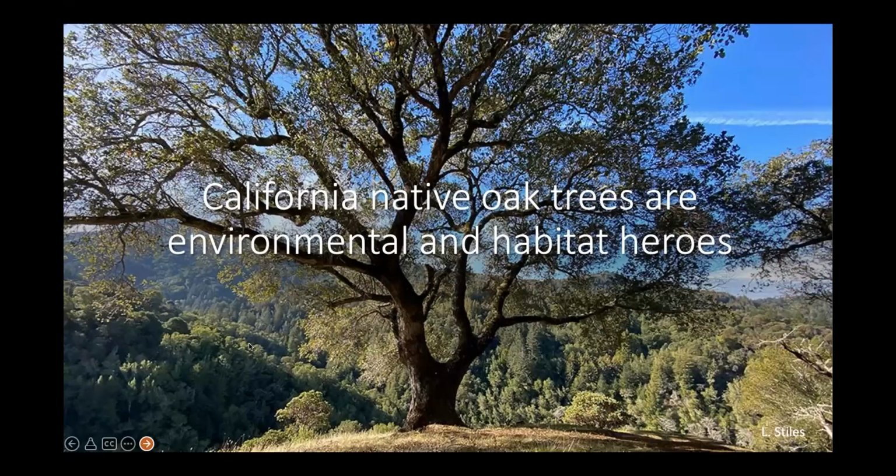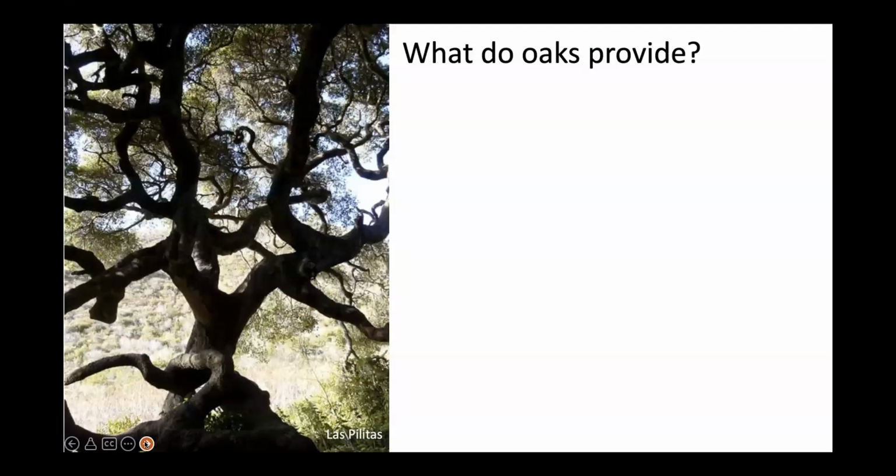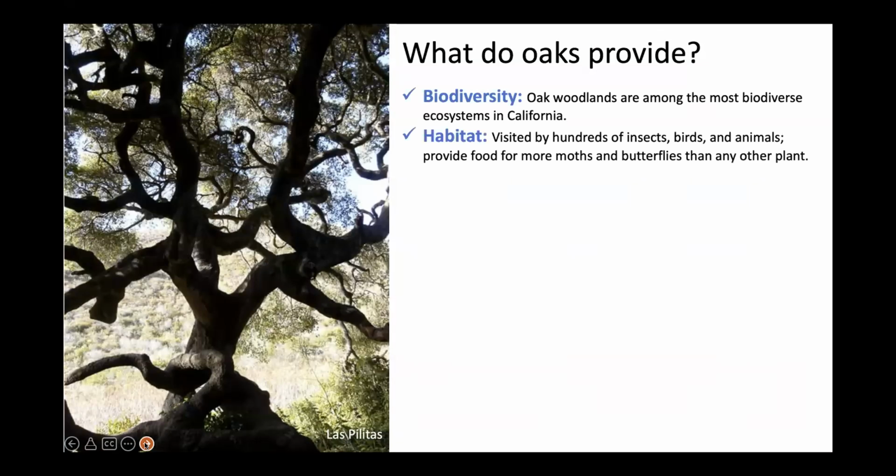So let's start with the habitat hero here, the California native oak trees. They're just incredible trees. So let's talk about what they provide. Biodiversity. They are among the most biodiverse ecosystems in California. They are visited by hundreds of insects, birds, animals, you name it. They provide food for more moths and butterflies than any other plant in our state.